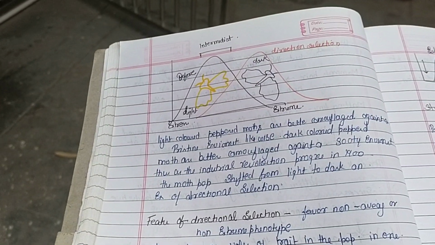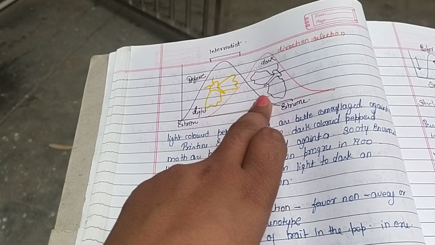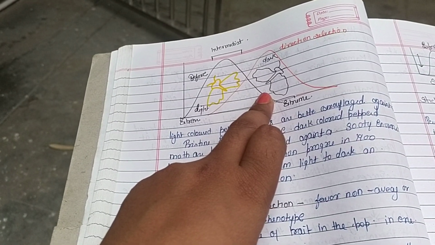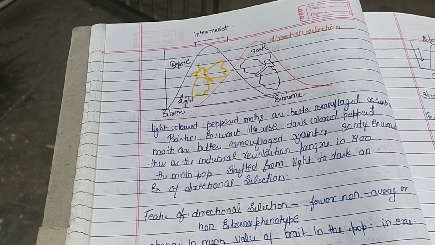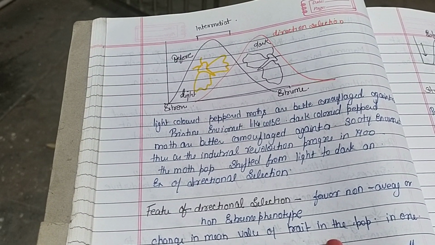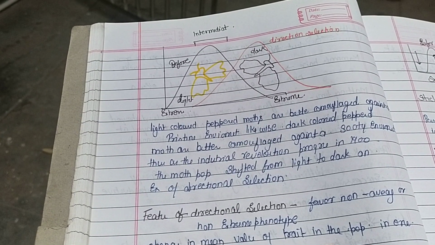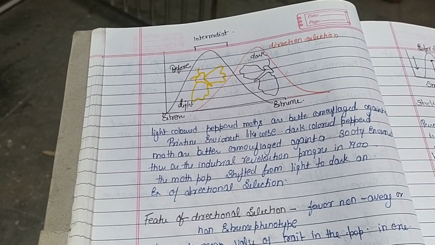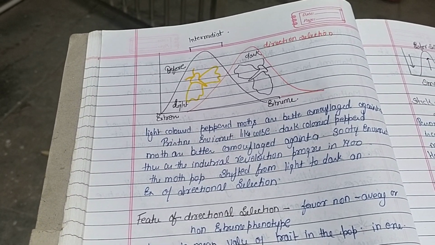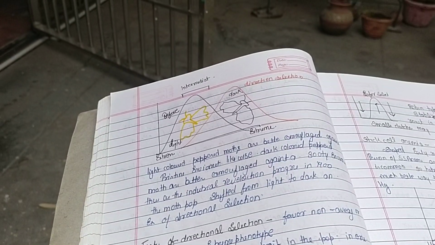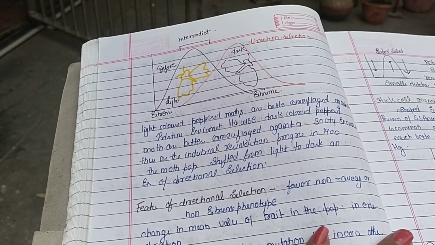Here is the graph mentioned. There is the light color and the dark color, and it's the best example of directional selection. Light color peppered moths are better camouflaged against a pristine environment. Likewise, dark color peppered moths are better camouflaged against a sooty environment. Thus, as the Industrial Revolution progressed in 1900, the moth population shifted from light to dark, an example of directional selection. The directional selection graph shifts in one direction.